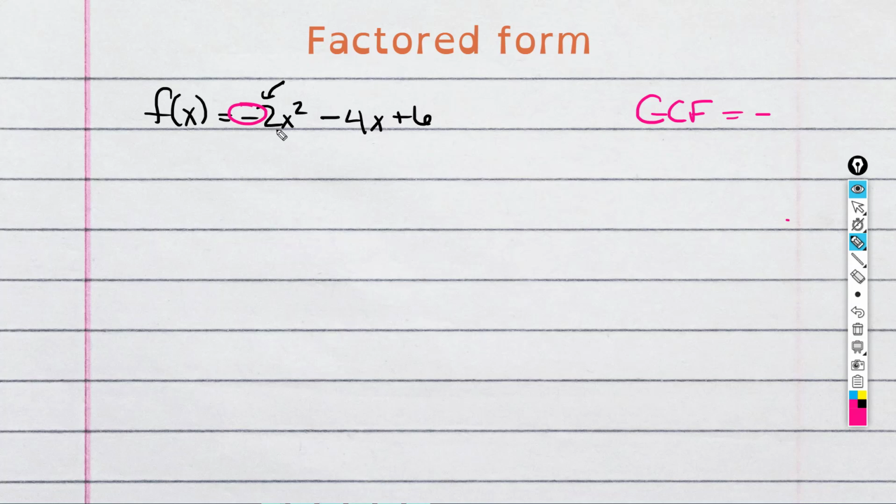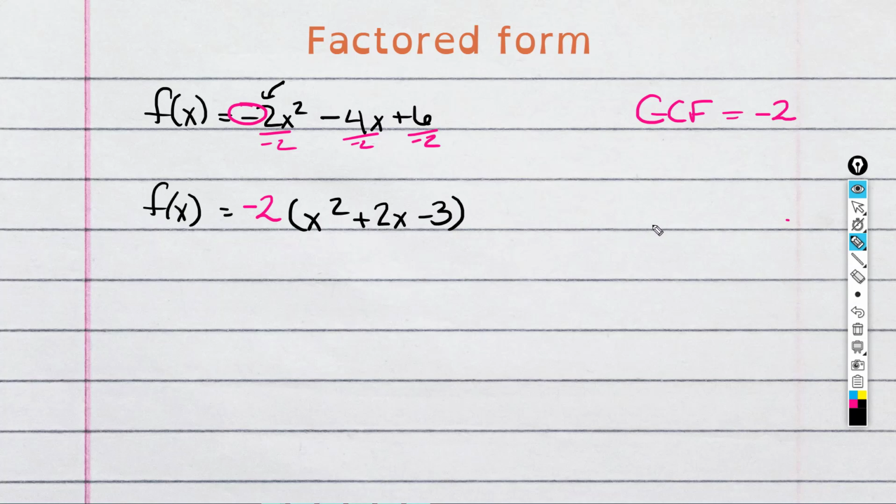And then if I look and see what number divides into 2, 4, and 6, the number that divides into all three of those is negative 2. So I'm going to divide all by negative 2. And so my GCF is negative 2 in front of what we have left. So x squared plus 2x minus 3. And that's equal to your f of x.